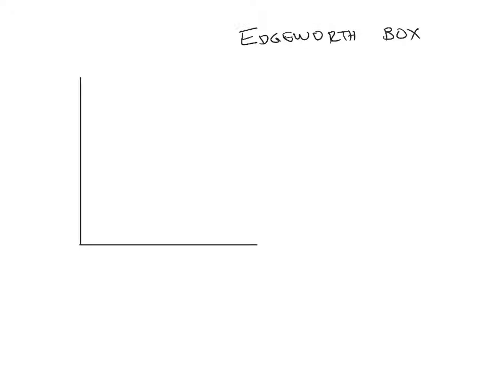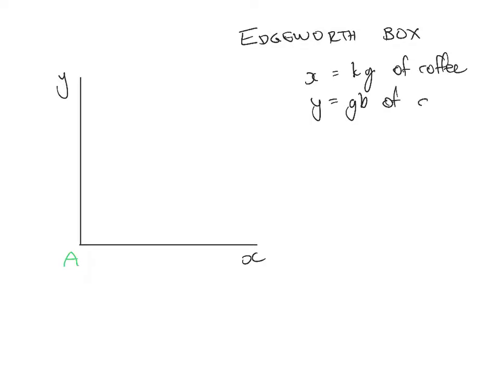So, we are thinking about exchange of two goods, X and Y, between two people. But for the moment, let's just start off with our first person, Ayanda. She has two goods, X, which we say is kilograms of coffee, and Y, which we say is gigabytes of data. So we then want to think about her preferences between these two goods.